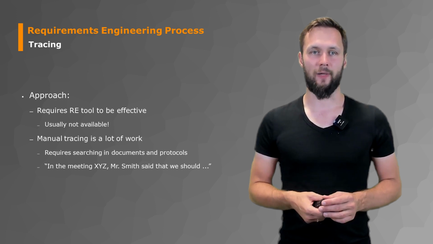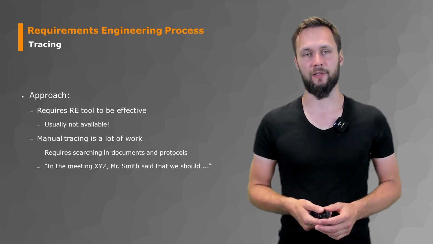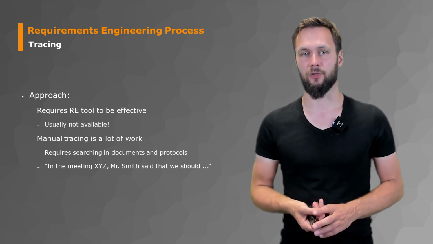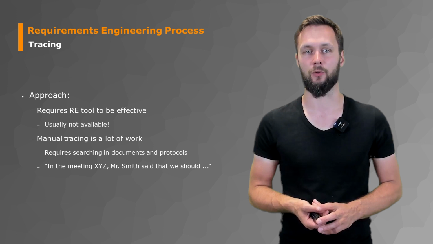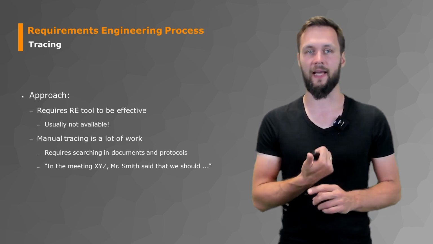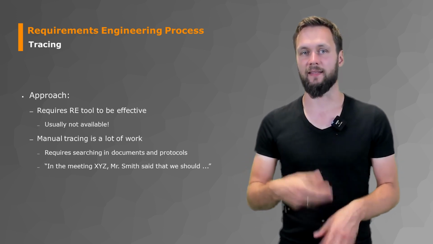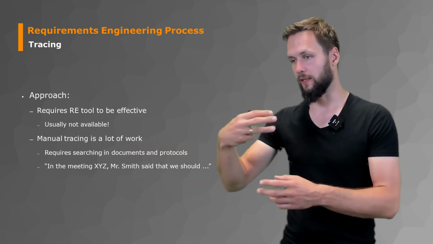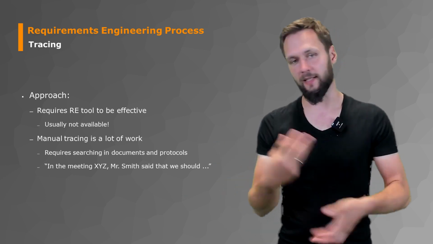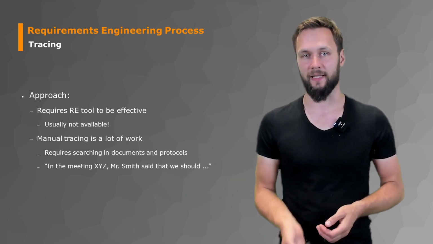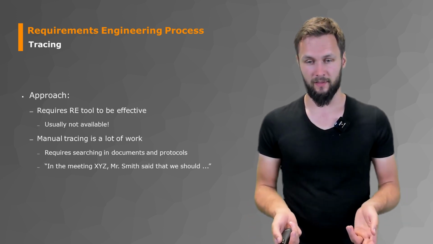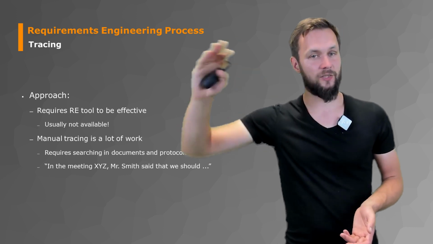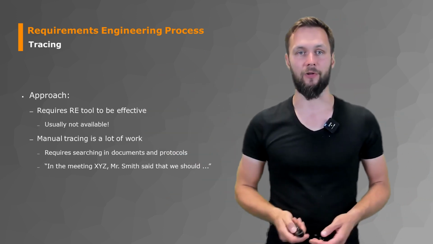If you do manual tracing, it's once again similar to change management, a lot of work, requires searching in documents and protocols for certain pieces of information that you need to trace the origins of the requirements. For example, in meeting X, Y, Z, a certain person said that we should do this, and then we decided to do that, and then in the next meeting we reverse this decision, and you get an idea of what kind of mess you're looking into. But this is still relevant because if you don't follow all those steps, you might find yourself after 5 iterations going back to something that you have already discussed months ago.